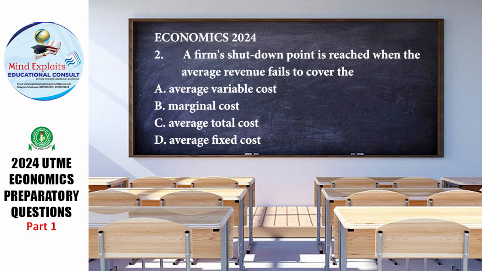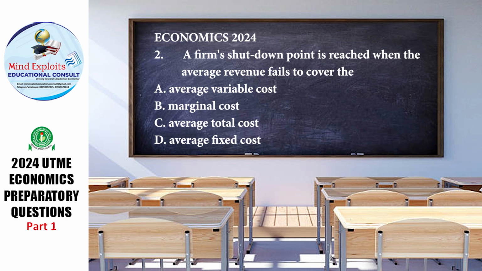So now, your average revenue. To make profit, you have to compare your revenue to your cost. Your revenue is the amount you generate by selling your total output. That is your total revenue. Your average revenue is the amount you generate by selling 1 unit of the product. If I sell 1 unit of a bottle of Coke for 100 naira, that is my average revenue.